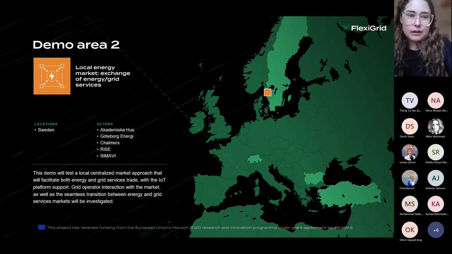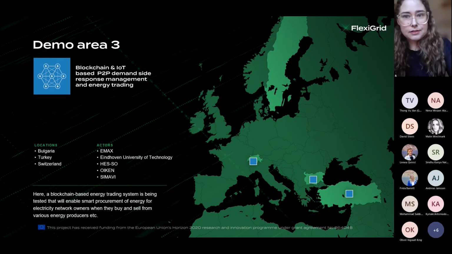In Sweden, we also focus on demo area 2, that is the local energy market and the exchange of energy and/or grid services. And you will hear more about this later on, but in short, the demo will test a local centralized market approach facilitating both energy and grid services trade with support from an IoT platform.